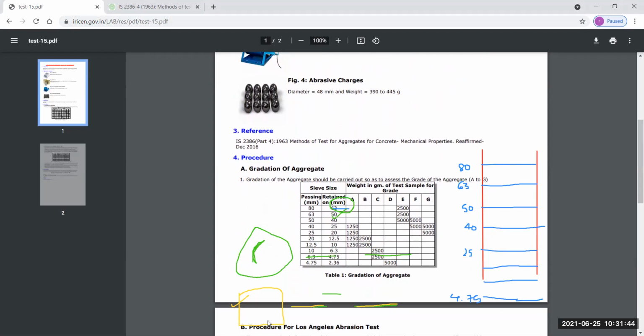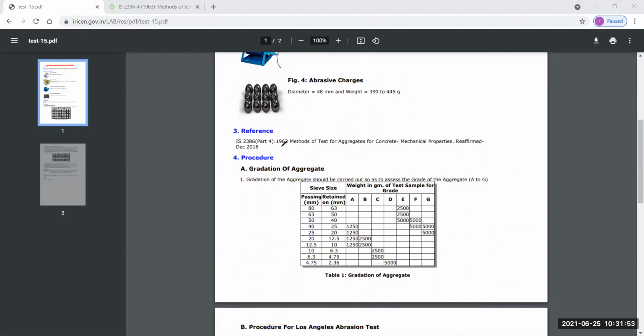Next, reference. Basically it is referred from IS, Indian Standard Code 2386 part 4, 1963, Methods of Test for Aggregates for Concrete, Mechanical Properties, reaffirmed in December 2016. So the procedure. First is gradation of aggregate. Gradation of the aggregate should be carried out so as to assess the grade of aggregate from A to G. Here we mention the sieve size and the weight in gram of test sample for each grade, A, B, C, D, E, F, G.